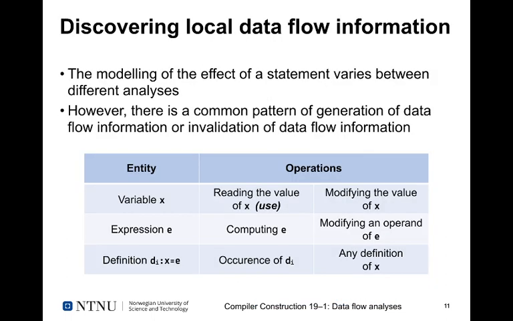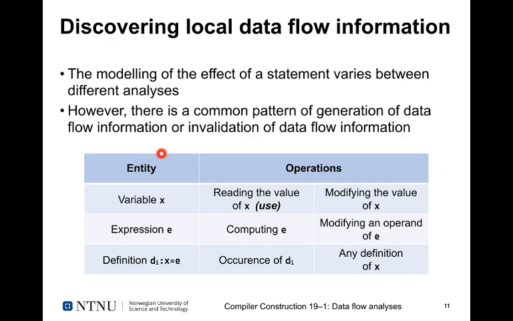So when we want to discover local data flow information, it depends on the analysis we want to perform how we are going to model this. And we're going to have a closer look at this in the upcoming lectures. Nevertheless, there's a common pattern of data flow generation and, of course, invalidation of data flow information. So we have these elements here.